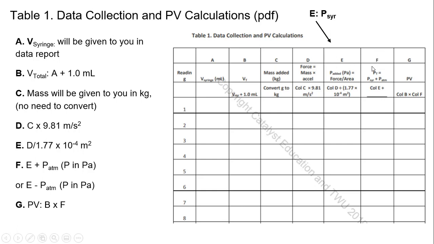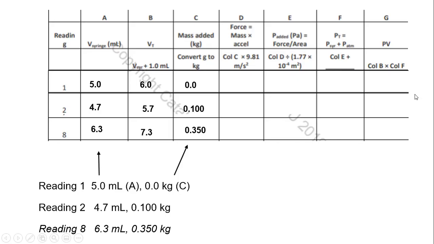Now you're on F, and now you're taking the pressure total, which is the pressure of the syringe plus the pressure of the atmosphere. Keep in mind that I have 2 values that you need to do here. I'm going to cover that in the next slide. And then G, you have pressure times volume, and that is column B times column F, and you put them down. This is where you're going to start getting very, very large numbers and negative numbers on these last 2 portions here. Okay, so these are my readings for 1, 2, and 8. I'm going to give you an example of how to do this.